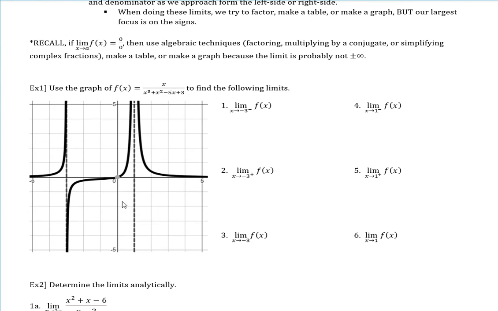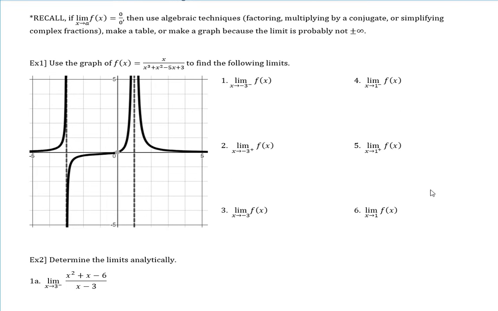In example 1, we have this picture. It says use the graph of f of x, so we're assuming this is f of x that's graphed, to find the following limits. As x goes to -3 from the left of f of x, let's do this one from the left. We can see it looks like it's just going up. It's following the asymptote up forever. If it's going up forever, that means it's going toward positive infinity.